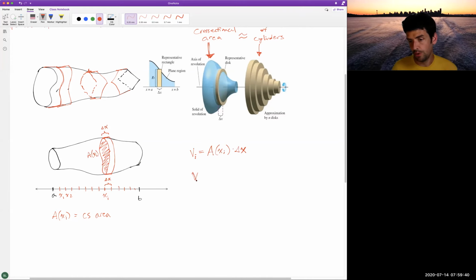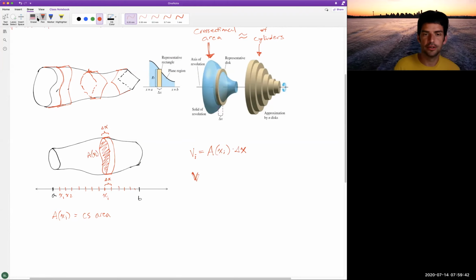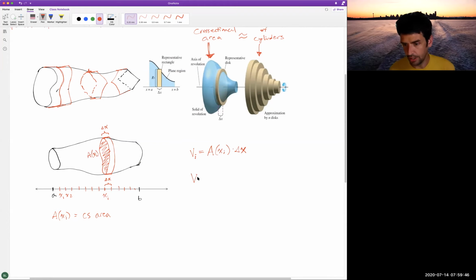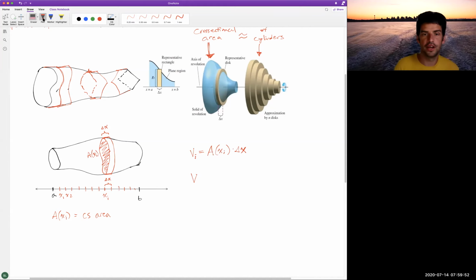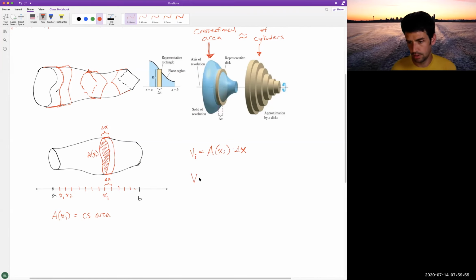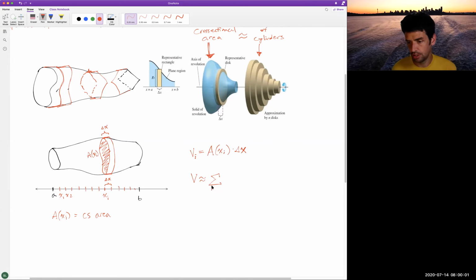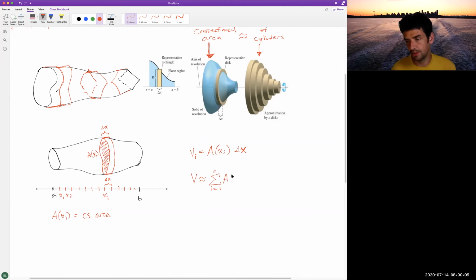Well, we can, sorry, that looks bad. We can approximate the volume of the entire shape if we do this process for each of these slabs and add them up, right?